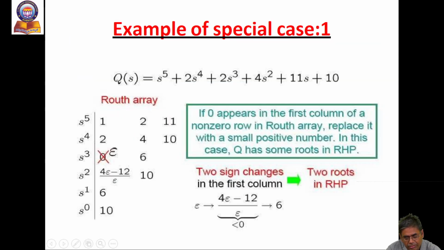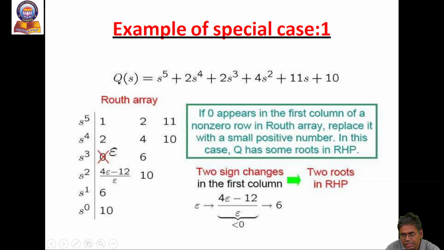In this example, the characteristic equation is s to the power 5 plus 2s to the power 4 plus 2s cubed plus 4s squared plus 11s plus 10. For s to the power 4, the coefficients are 1, 2, 11. For the remaining row: 2, 4, 10. Then find the first column: 2 times 2 is 4, 4 times 1 is 4, 4 minus 4 divided by 2 is equal to 0. While calculating the Routh array, the first column element of the row was 0. Then this 0 is replaced by epsilon. Epsilon is nothing but a positive real number.